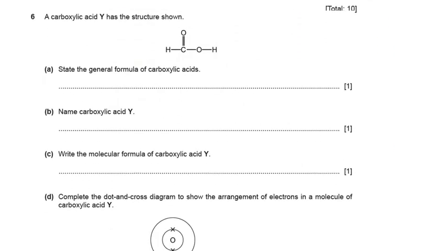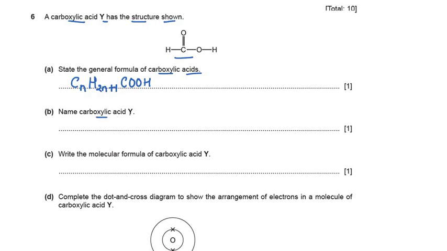Let's see what question 6 is. Question 6 says a carboxylic acid Y has the structure shown. Here is the structure of one of the carboxylic acids, HCOOH. State the general formula of the carboxylic acids. Now again, as we had written for the alkanes, we are supposed to write the general formula of carboxylic acids, and it is CnH2n+1 instead of plus 2, which we had written for the alkanes. So plus 1 and then COOH. COOH is necessary at the end again. So this is the general formula.